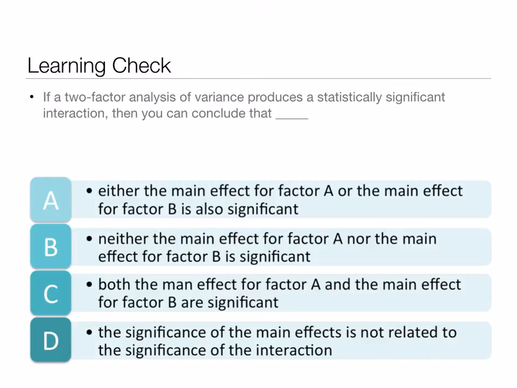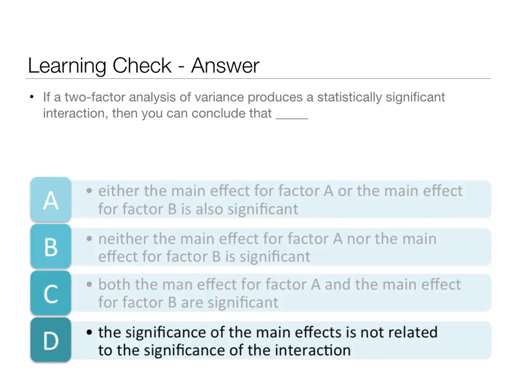So for our learning check, if a two-factor analysis produces a statistically significant interaction, then you can conclude that A, either the main effect of A or the main effect of B is also significant. B, neither the main effect of A nor the main effect of B is significant. C, both A and B are significant. Or D, the significance of main effects is not related to the significance of the interaction. Please pause it, think it over, go to your textbook if you'd like, look up the answer, figure it out for yourself, and then resume the video.